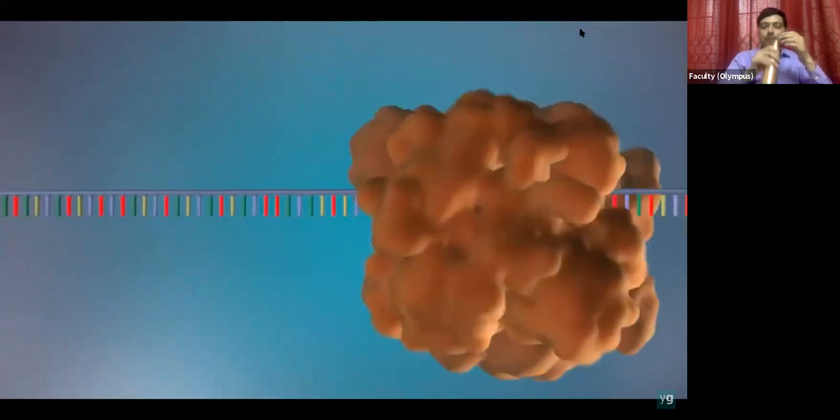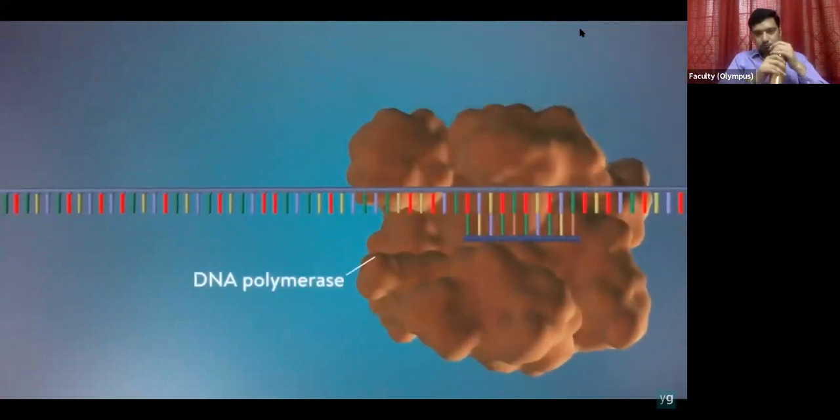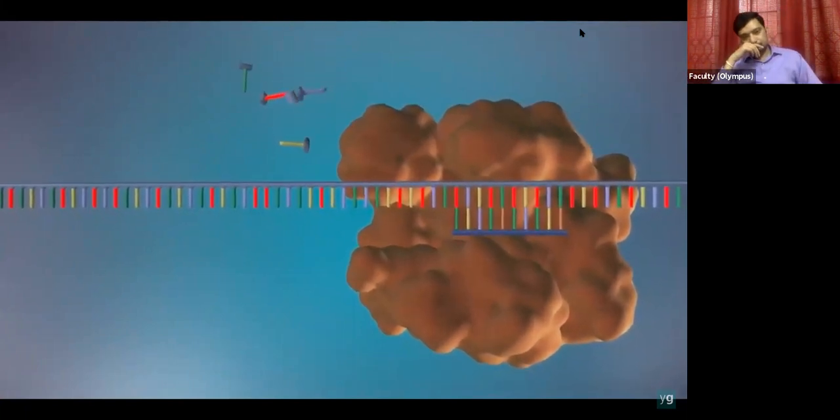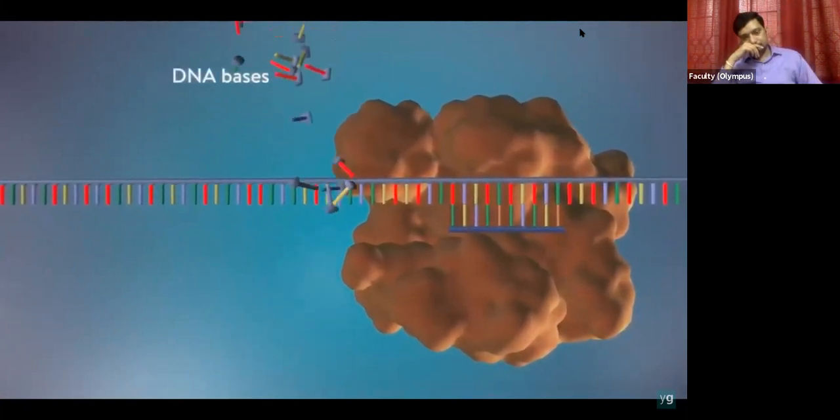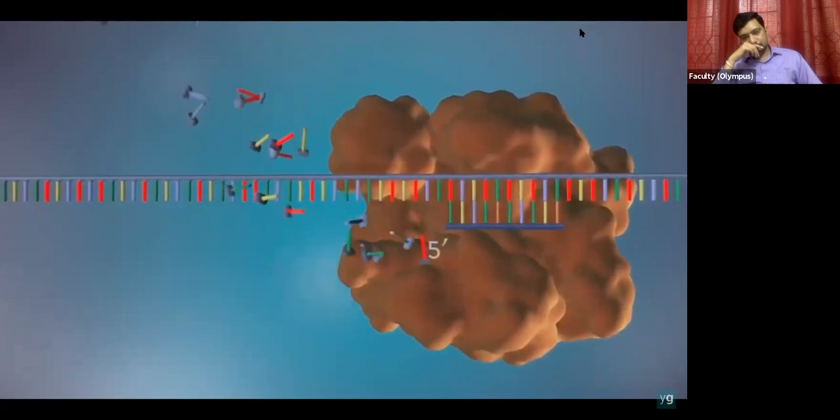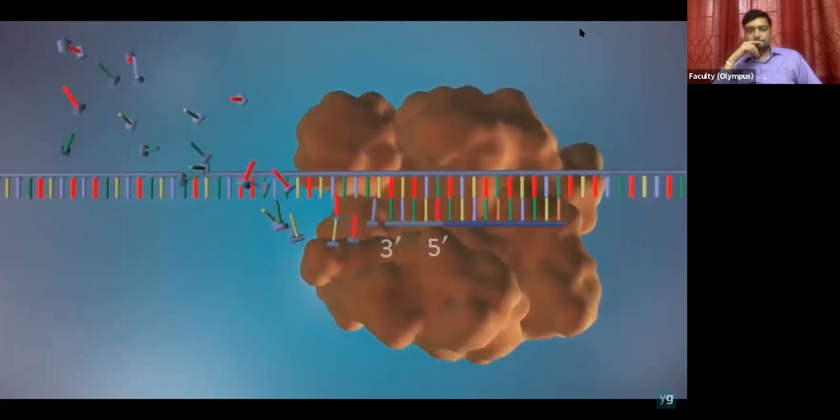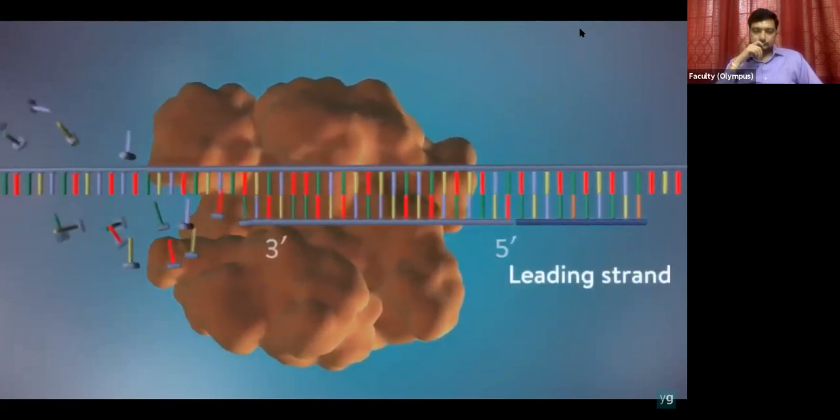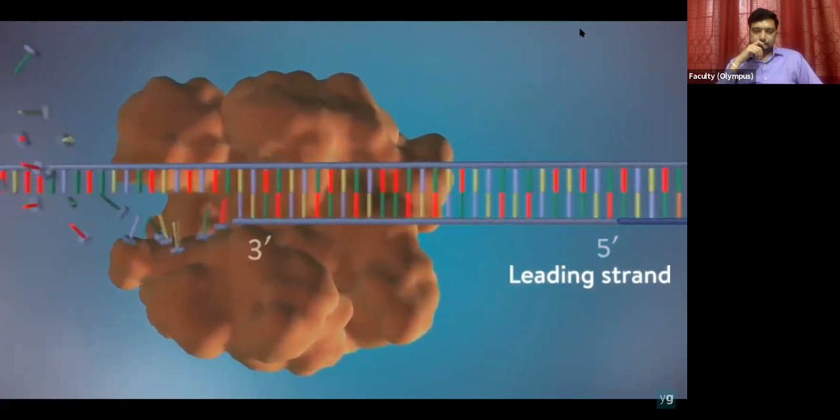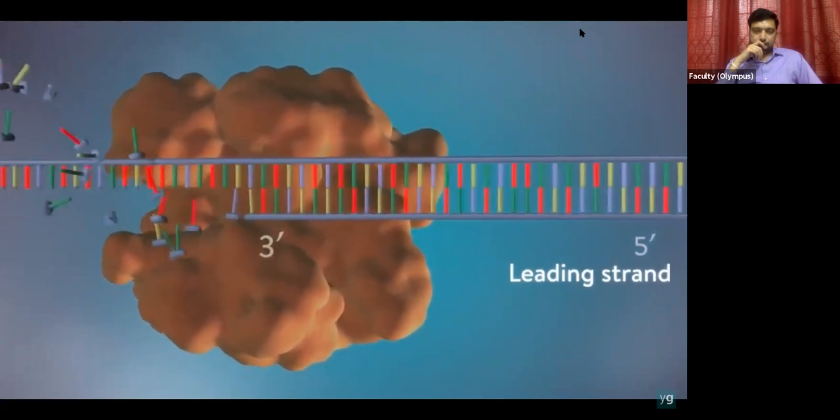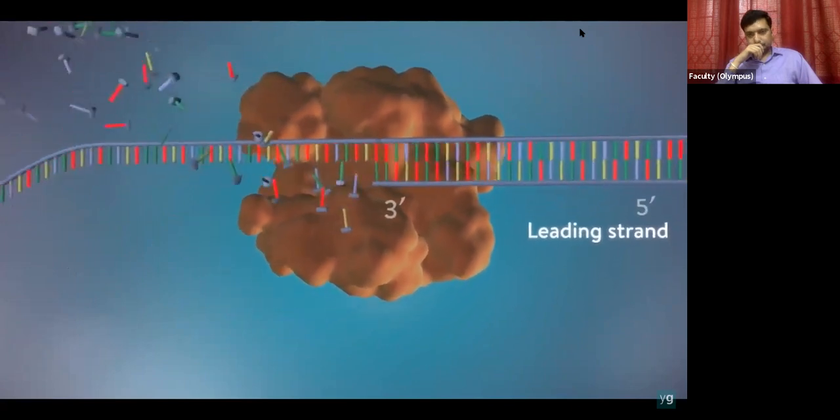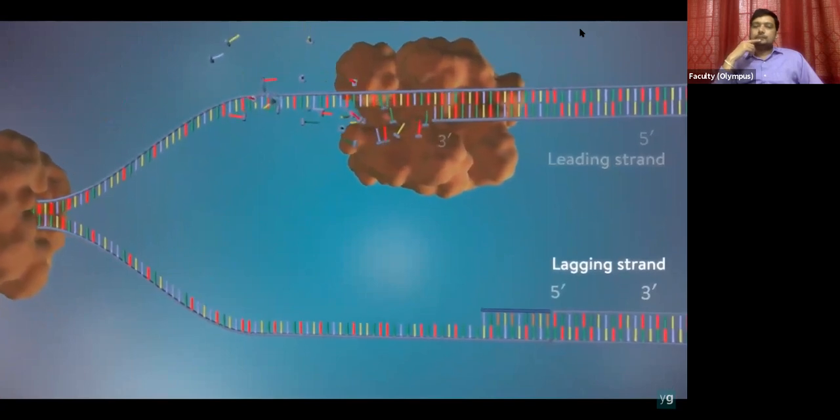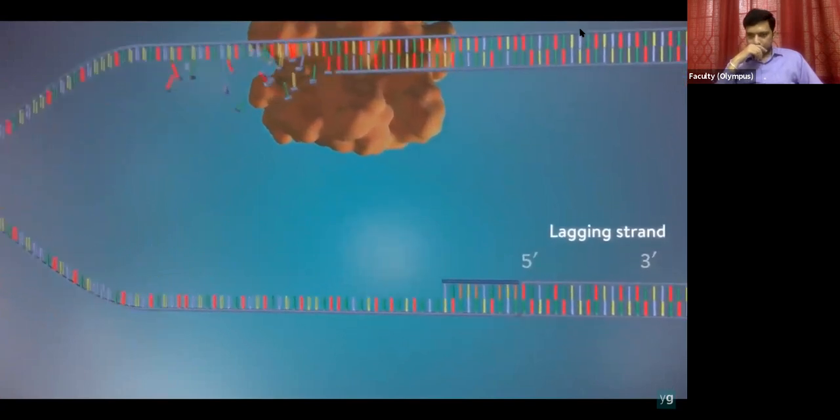An enzyme called DNA polymerase binds to the primer and will make the new strand of DNA. DNA polymerase can only add DNA bases in one direction, from the 5' end to the 3' end. One of the new strands of DNA, the leading strand, is made continuously, the DNA polymerase adding bases one by one in the 5' to 3' direction. The other strand, the lagging strand, cannot be made in this continuous way because it runs in the opposite direction.